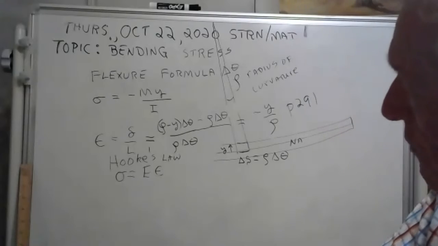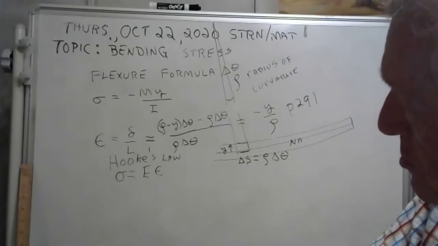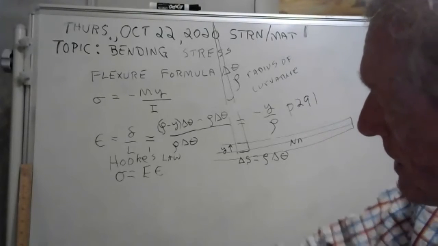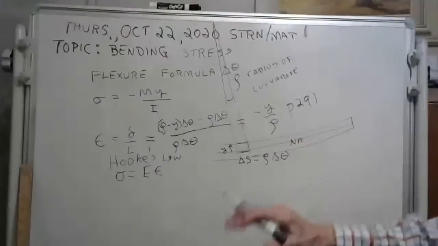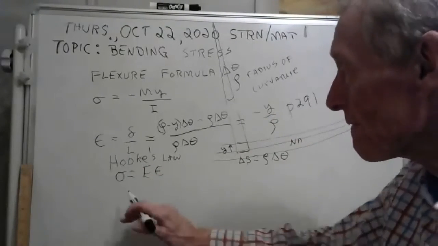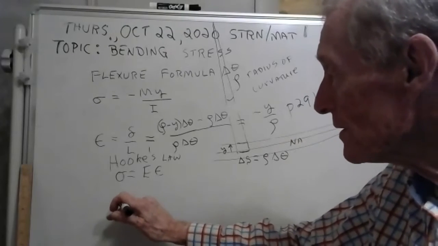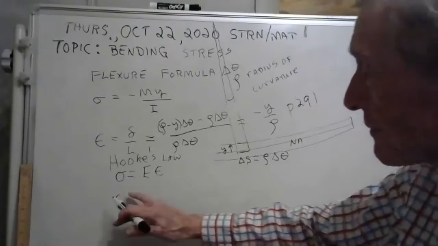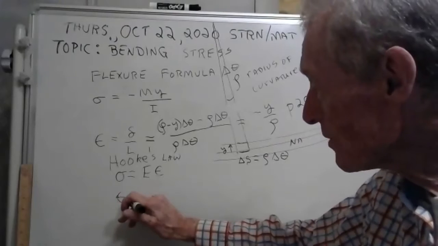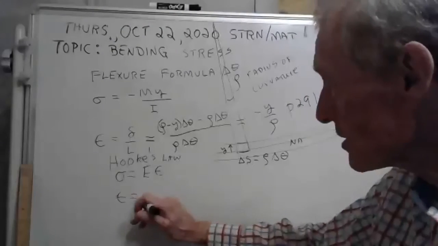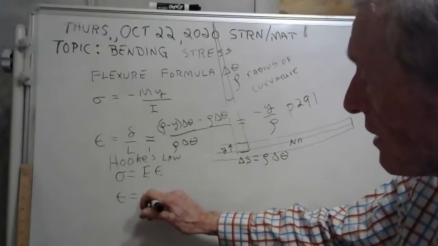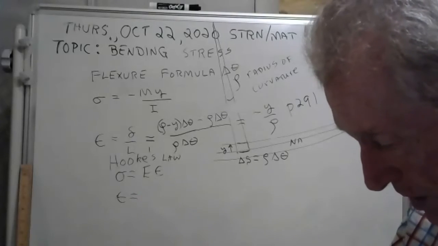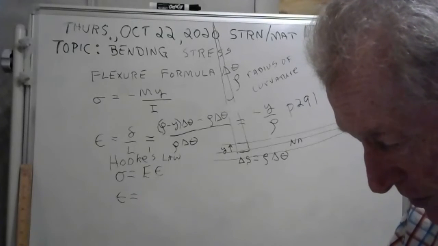Now, if the strain is equal to minus y over rho, then you could write it like this. You could say the strain is equal to... let me see if I can do this right. Better hurry up. I'm running out of time here.